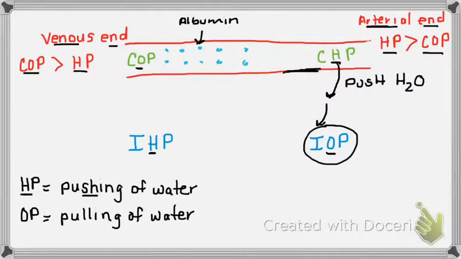And then over here, what you have is your interstitial hydrostatic pressure now is going to push here, and it's going to push against this capillary wall, and this capillary oncotic pressure is now going to pull it in with the help of albumin. So these little guys right here are pulling water, pulling, right like that. Okay?